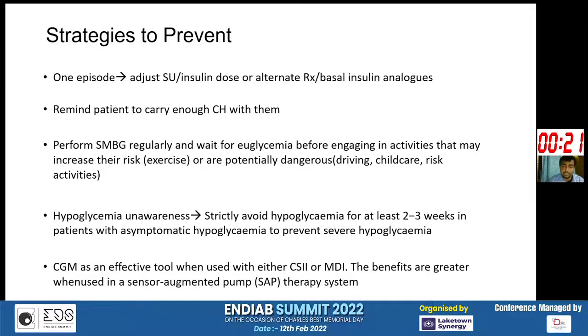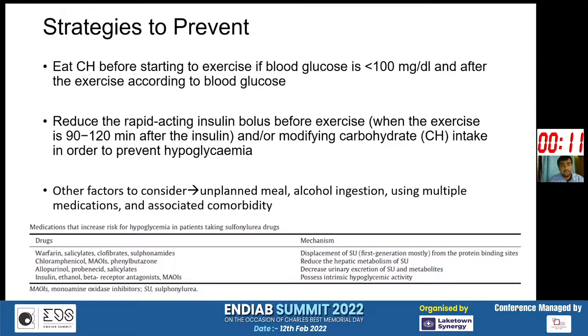And coming to the hypoglycemia unawareness, which may lead to severe hypoglycemia and increased mortality, we have to strictly avoid hypoglycemia for at least 2 to 3 weeks. And for many patients with brittle diabetes, CGM is an effective tool. Now, coming to other strategies to prevent hypoglycemia, unplanned meals, alcohol ingestion, using multiple medications like polypharmacy and associated comorbidities have to be kept in mind.